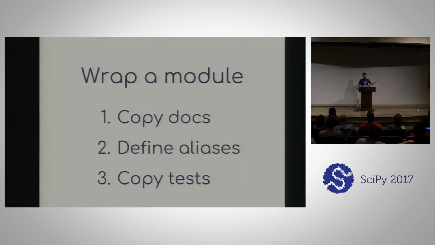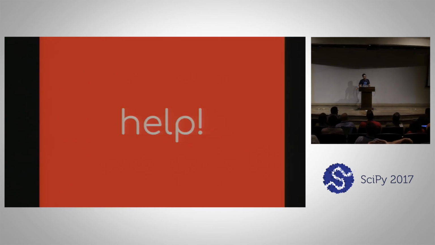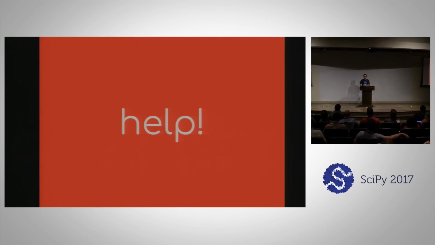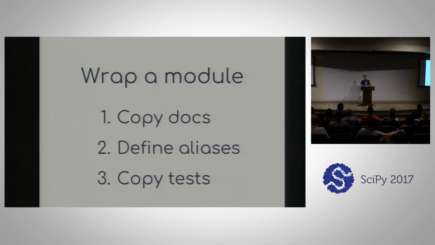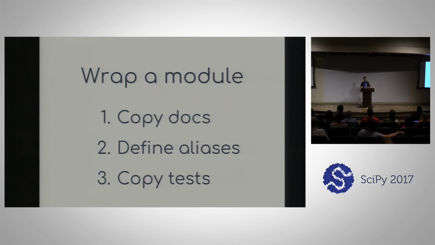So we need your help, right? There are over 60 modules in GMT. So one thing you can do is wrap a module, right? Wrapping a module is basically copying the docs from the GMT into a function docstring. You need to define the aliases you want and copy over some of the tests, right? I have a hacked version of PyTest MPL, so you can test all the GMT plots.